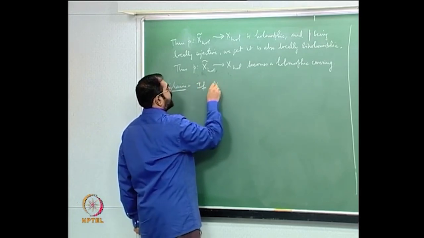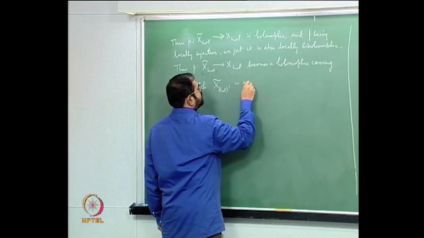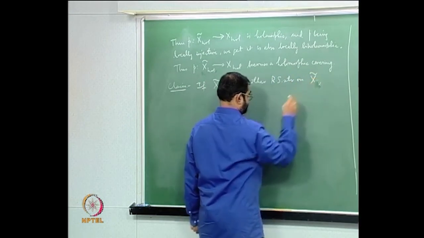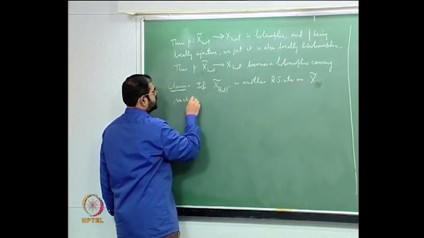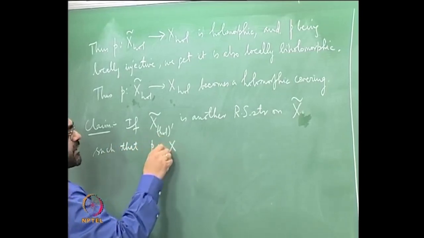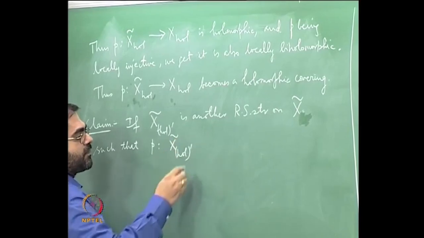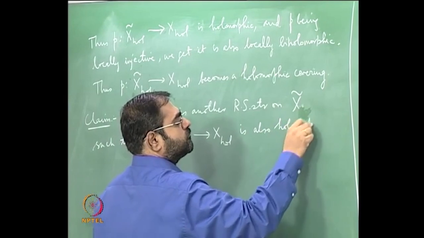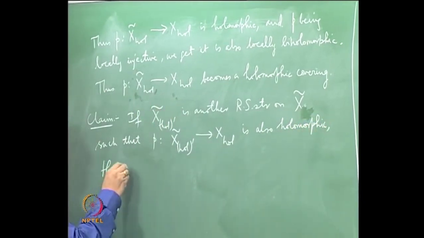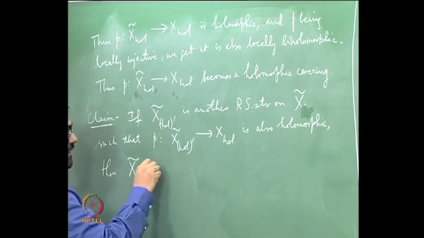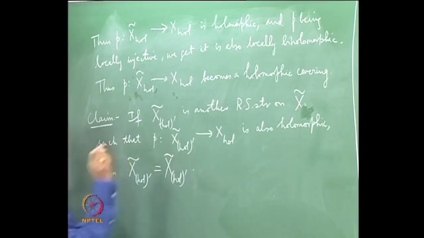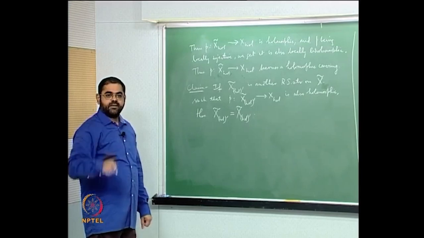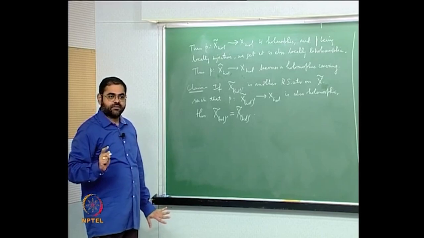If X tilde prime is another Riemann surface structure on X tilde such that P from X tilde prime to X is also holomorphic, then X tilde prime has to be equal to X tilde. In other words, there is only one Riemann surface structure on X tilde which makes P holomorphic, a unique Riemann surface structure on X tilde that makes P holomorphic.